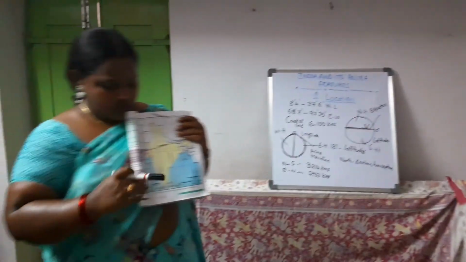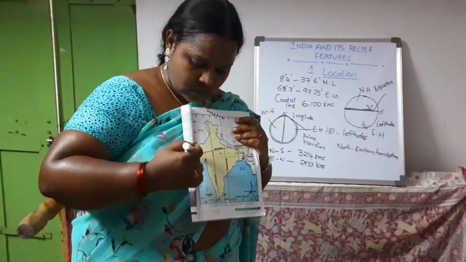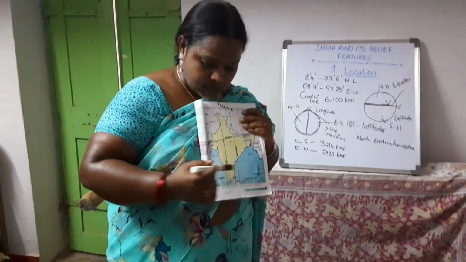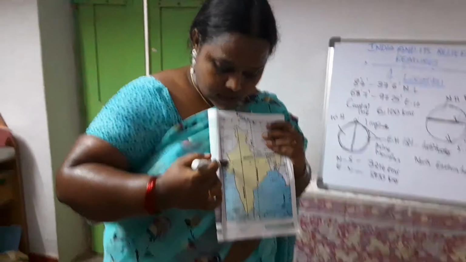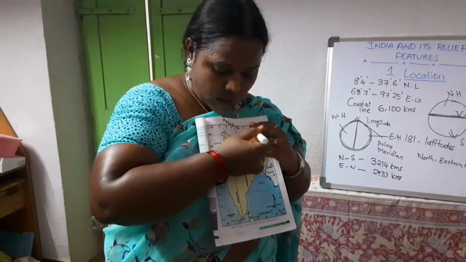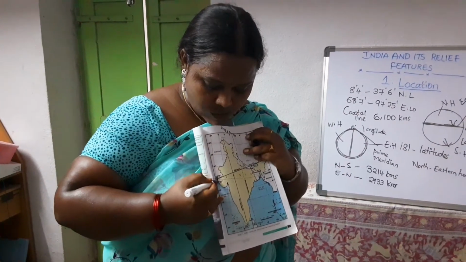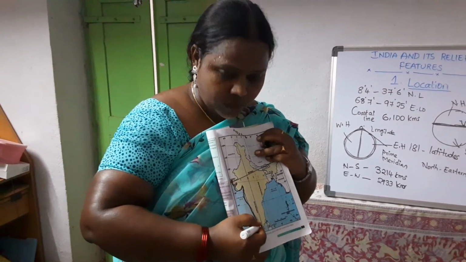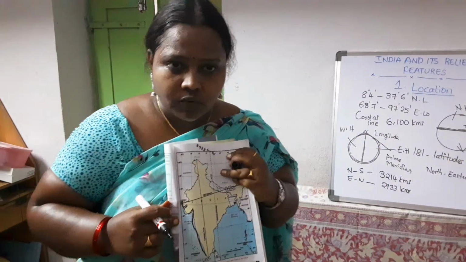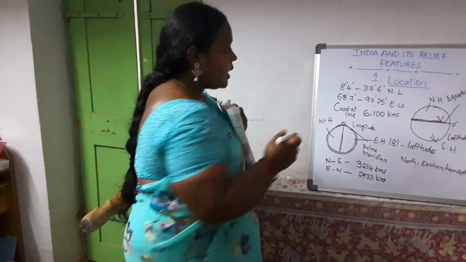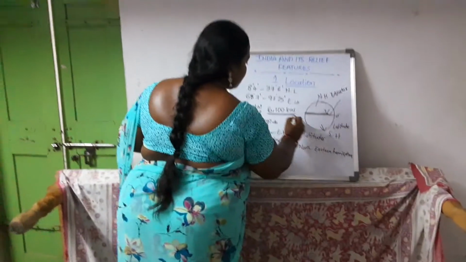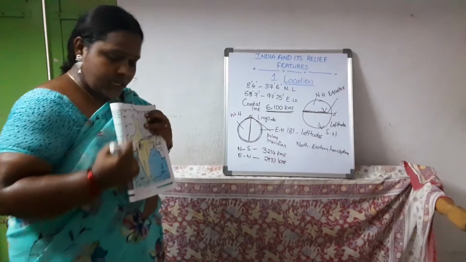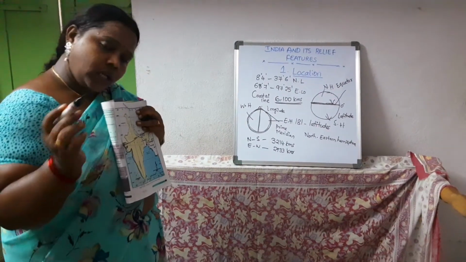And you can also see, children, carefully you observe this. India has a coastal line. It is surrounded by water and see from here to here you have a long coastline. This is the coastal line of India. The length of the coastal line of India is 6100 kilometers. What is it, children? It is 6100 kilometers.